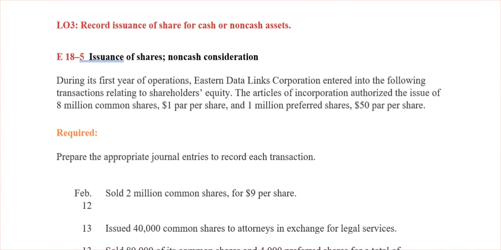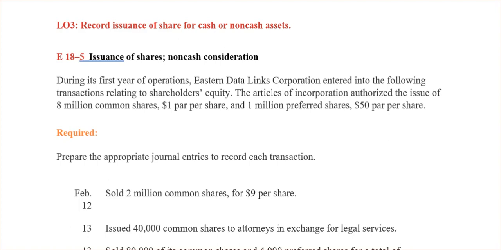This learning objective 3 is about the issuance of shares of stock, and we're talking about a corporation here, for cash or non-cash assets. In this problem, I add a note below that discusses it, but you have a number of transactions for a corporation related to shareholders' equity. The Articles of Incorporation is the document that authorizes the issuance of shares, and it's authorized that they can issue up to 8 million common shares, $1 par value.